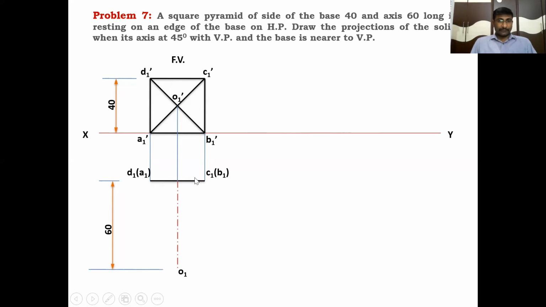Join this O1 with these base points with dark lines. So it looks like a triangle in the top view. A square pyramid looks like a triangle in the top view. Only one slant face is visible. The remaining slant faces are invisible, as they coincide with these lines. Only one slant face is visible from the top side: D1, O1, C1 is visible, and the remaining are invisible, but those slant faces coincide with each other.